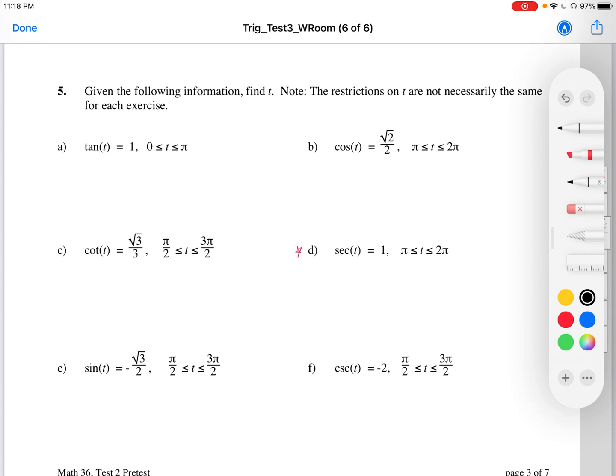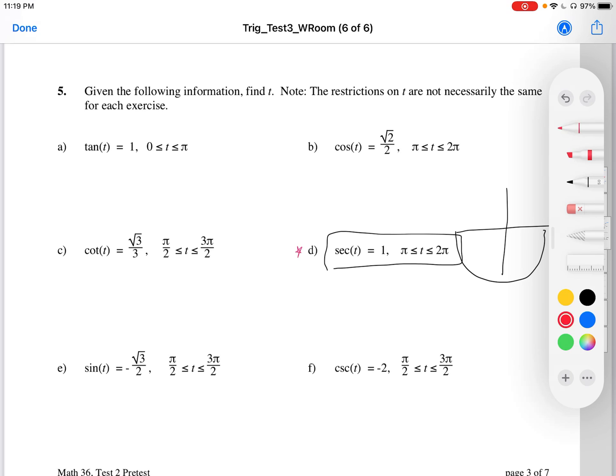For 5, same idea, but we're being asked to work with radian measure. For the given following information, find t. Notice the restriction on t is not necessarily the same for each exercise. So here, it's telling me that I want to work between pi and 2 pi. So I'm only looking at the bottom half of my circle. I want to find where secant is equal to 1.